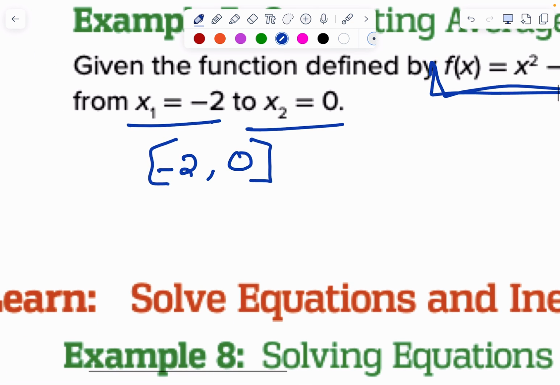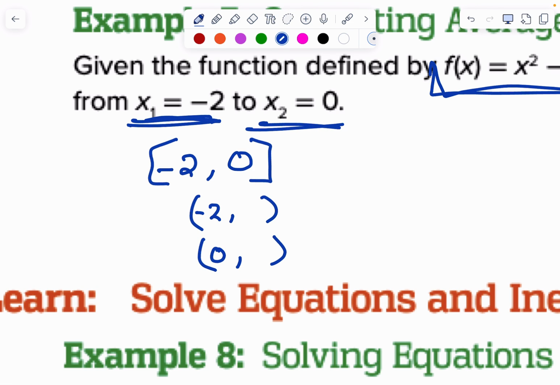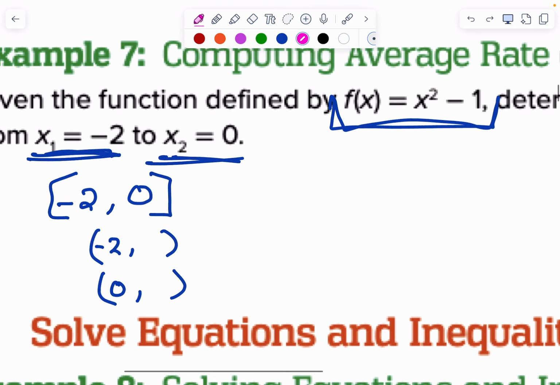That just means you're going to take this and you're going to know -2 something and 0 something, right? So instead of saying x1 is -2, x2 is 0, they might write it in this interval format. That's totally fine. That means the same thing. You're going to come up with your two ordered pairs, right? So how do I figure out what the y coordinates are? Plug them in. So if I plug in -2, what's -2 squared? 4 minus 1 is 3. 0 squared minus 1 is -1.